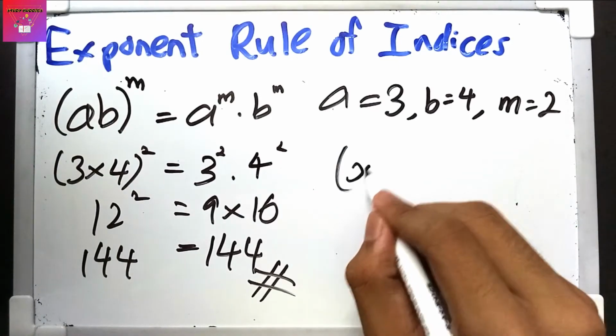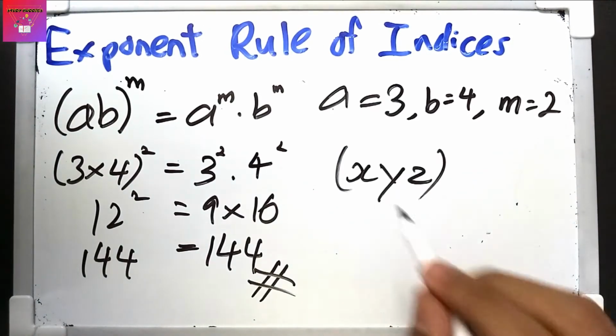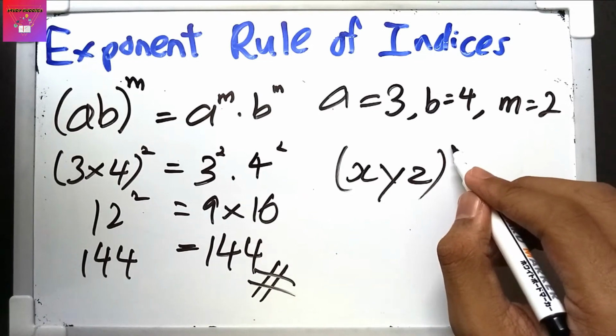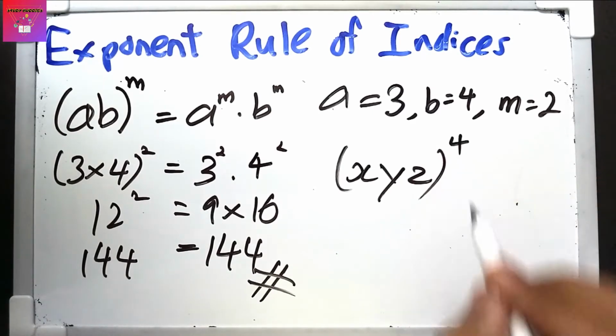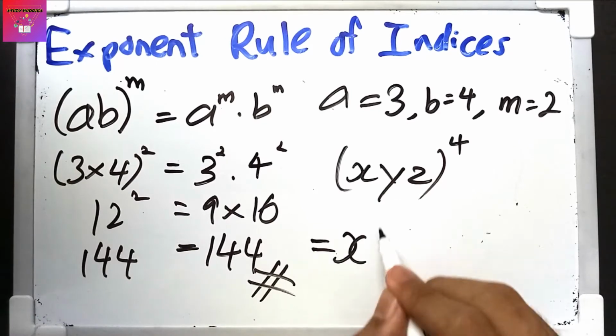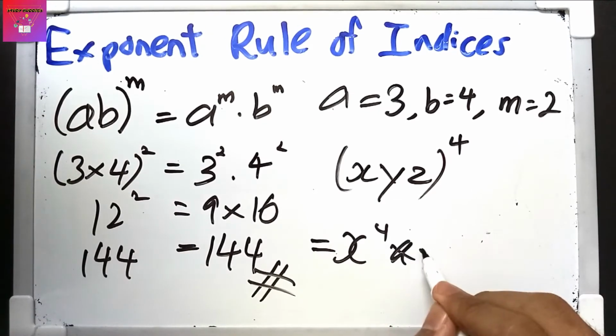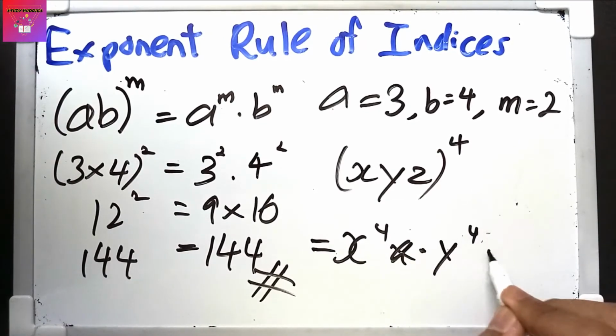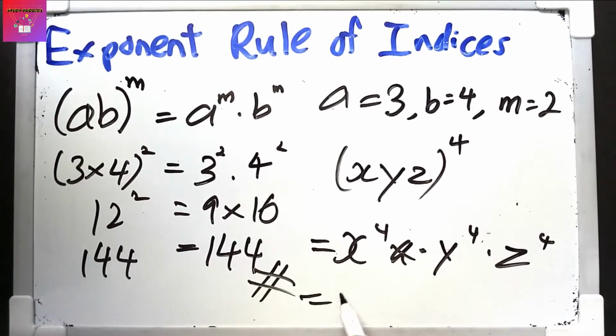So whenever you see a scenario like this in a bracket where you see 2 or 3 terms, like let's say x, y, z, stuck inside a bracket with an index, let's say I will use 4 over here, it automatically becomes x to the power of 4 times y to the power of 4 times z to the power of 4. So x^4, y^4, z^4. So this is the fourth exponent rule.